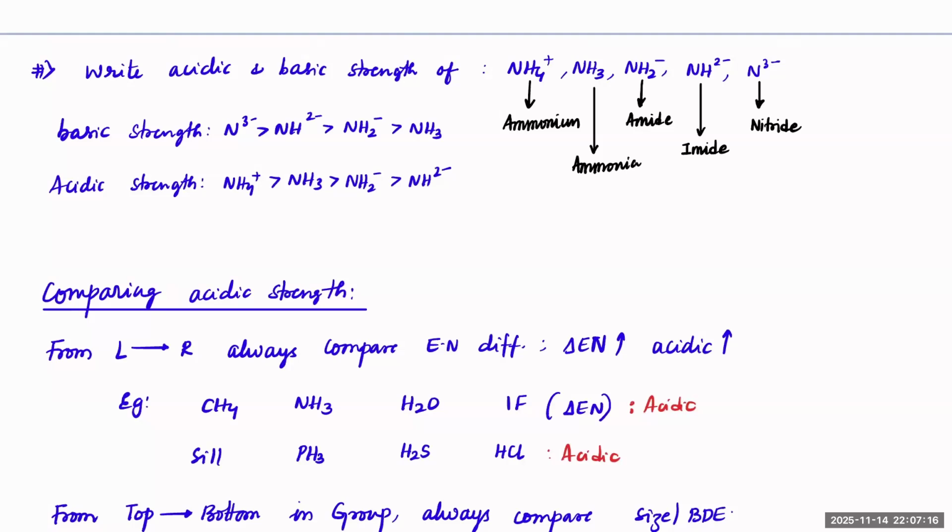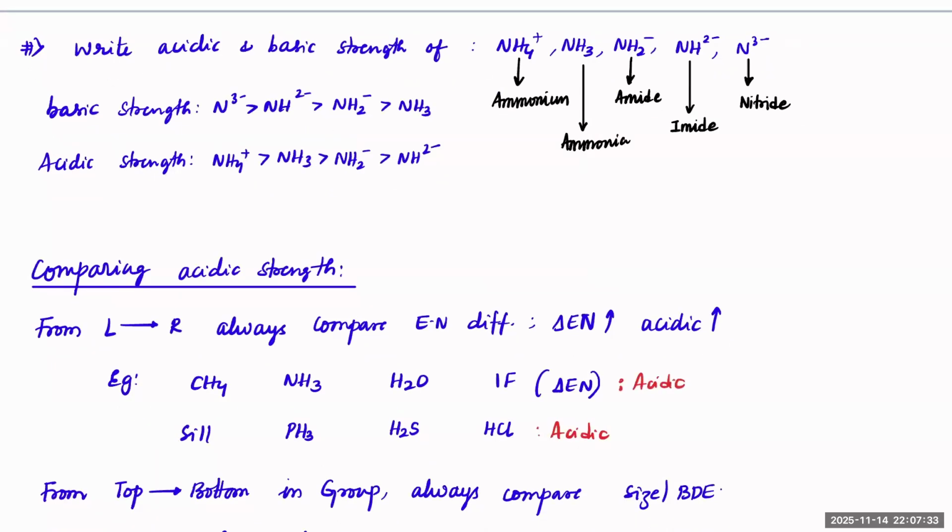When it comes to basic strength, N3 minus is the stronger base, then NH2 minus, then NH2 minus, and ammonia. Acidic strength, NH4 plus is the stronger acid, then ammonia, then NH2 minus, then NH2 minus. Got it? So when you have polyprotic acids, if you have multiple H plus ions, as you lose H plus, what happens to the basic strength? So I think you got an idea there.